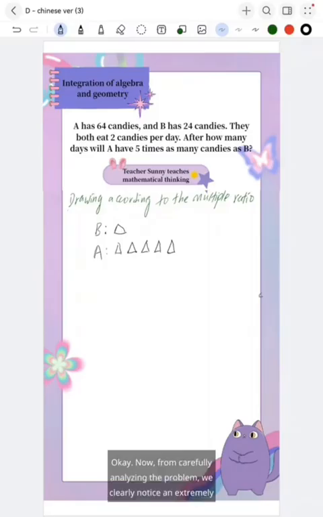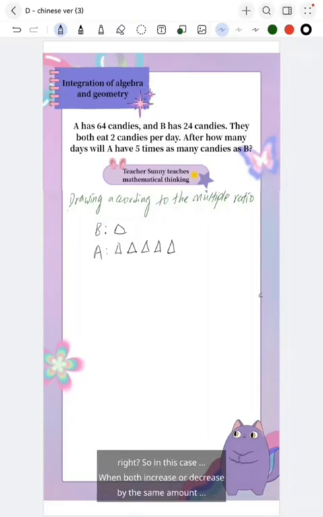Okay, now, from carefully analyzing the problem, we clearly notice an extremely important key point. A consistently eats 2 candies every single day, and B also consistently eats 2 candies every single day. In other words, each and every day, they both eat 2 candies. So the number of candies left decreases by 2 each day, right?